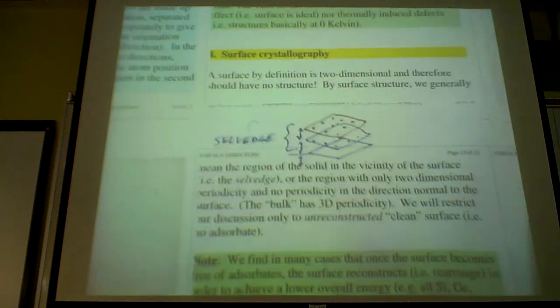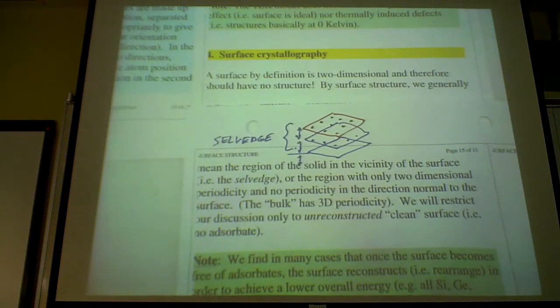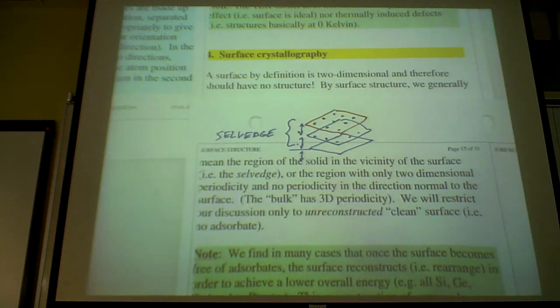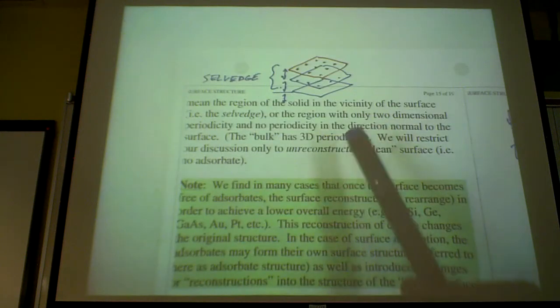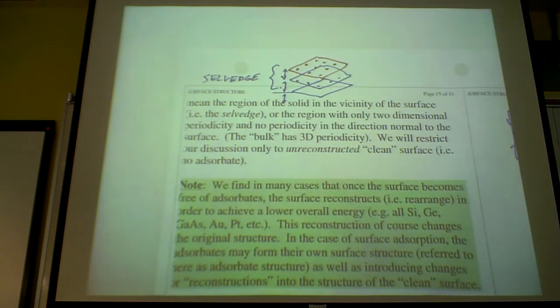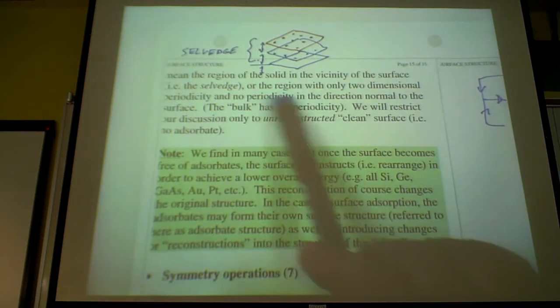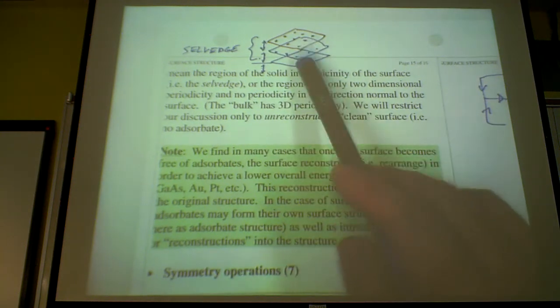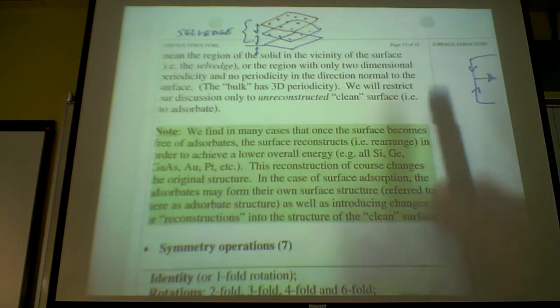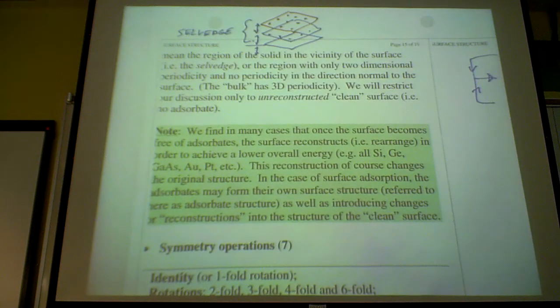That's a very good picture: whenever we think about surface, we should think there is actually some skin, because skin has thickness too. That's our surface. So we would generally mean the vicinity of the surface, not just this plane, but the whole bit that we have, the region of two-dimensional vicinity where there is no periodicity in the depth direction, in the bulk direction.